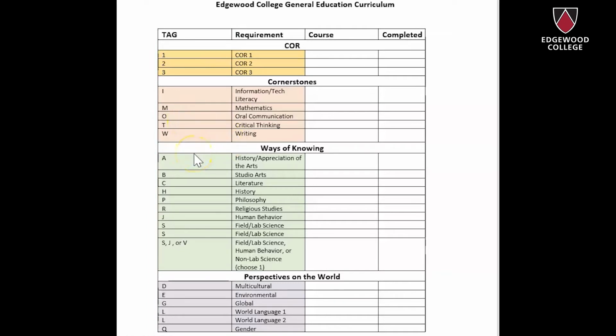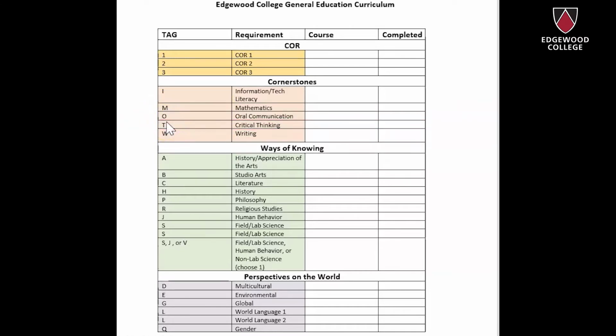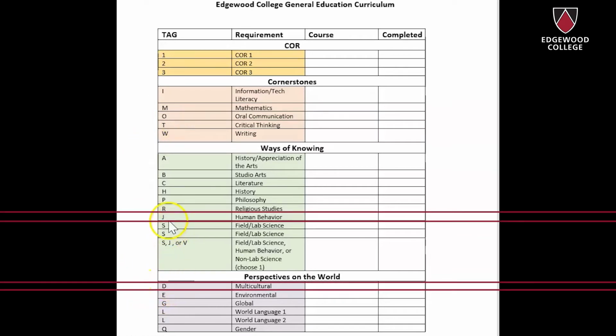You might enroll in a class called Logic, Practice of Critical Thinking, and that's the T tag. Or perhaps you may enroll in a class called Introduction to Sociology, which has both the D and the J tags. That means this class fulfills both the human behavior and the multicultural requirement.